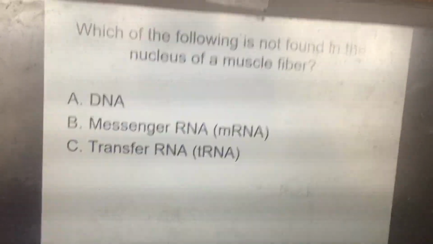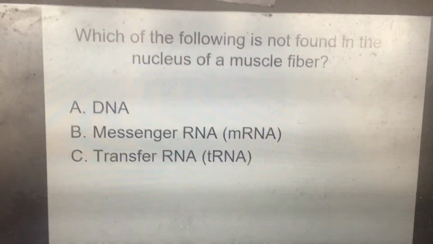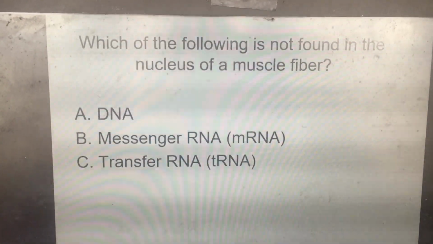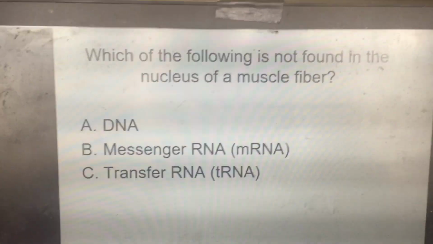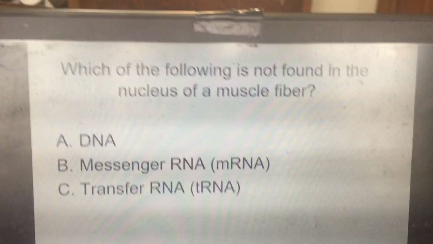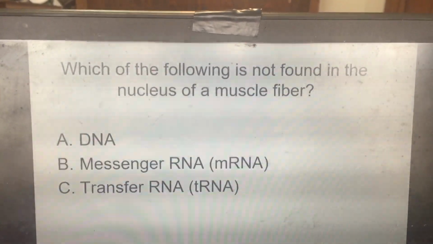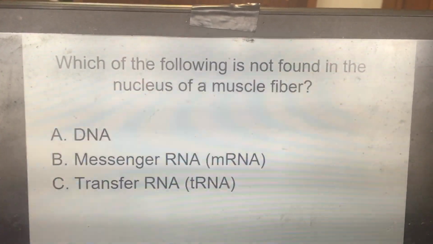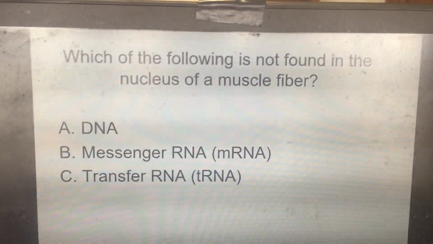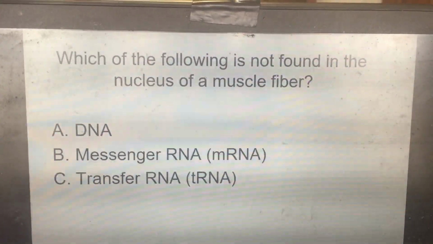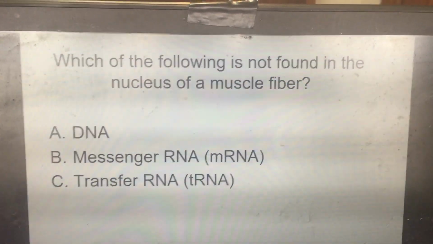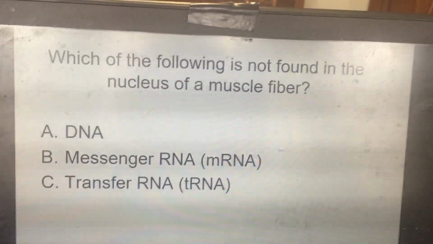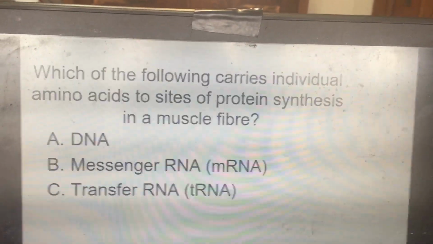So within the muscle, your protein synthesis is controlled within your nucleus by your DNA. So this is a question that asks which of the following is not found in the nucleus. The correct answer here is transfer RNA. So DNA and messenger RNA are kind of the initial first steps in protein synthesis within your muscle. Both of those are found in the nucleus, and they're important for protein synthesis.